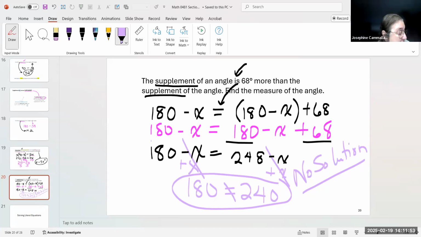And that is where the fun comes in. We need to make sure that we look at it closely. The supplement. Well, the supplement is this part. We know that's right. Is 68 more than? We got the supplement. That's not going to work.